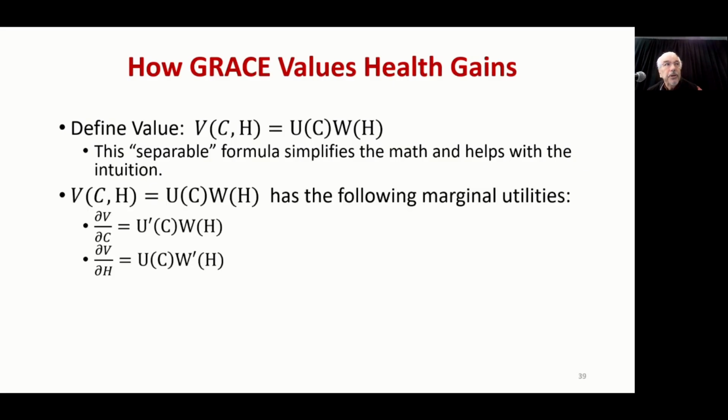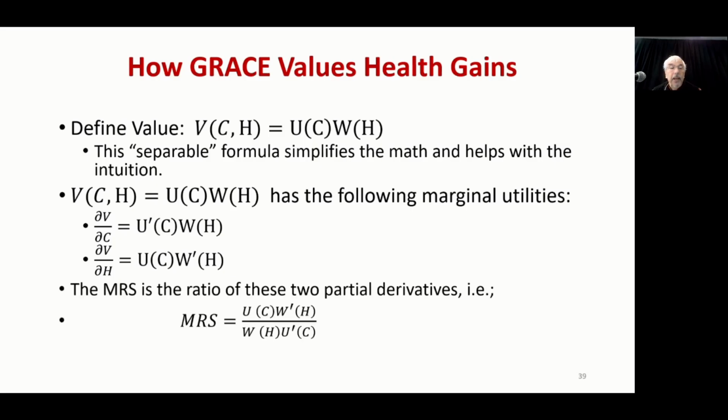I apologize to those that are not fully trained in economics here, but I want to touch briefly on this for those who are. This utility function creates these marginal utilities, where the marginal utility of consumption depends on the level of health, W of H, the utility of it, and similarly, the marginal utility of health depends on the level of consumption. So they interact in this very specific way in this model. And the ratio of those two slopes is the marginal rate of substitution. It's the ratio of the incremental gain that you get from a little bit of health or a little bit of consumption.